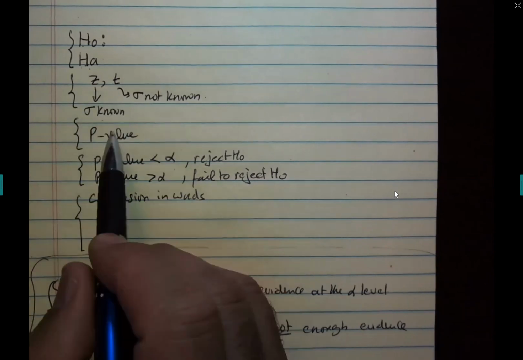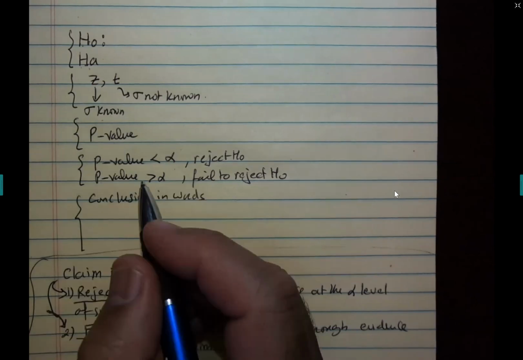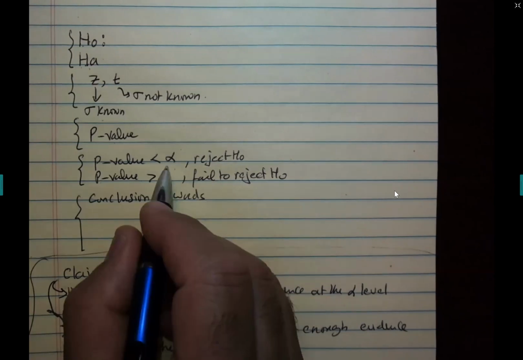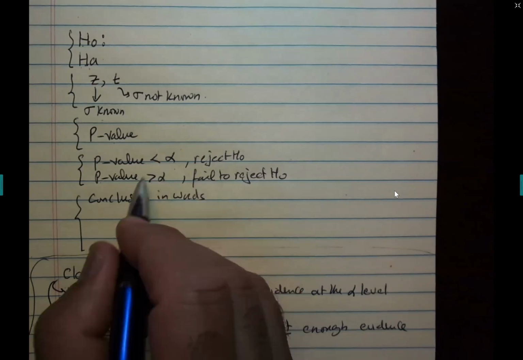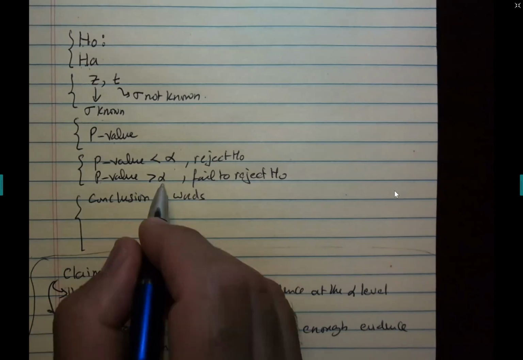Then you will find the p-value. The p-value is a probability between 0 and 1. You compare it with the level of significance, alpha. If the p-value is less than alpha, you reject H0. And if the p-value is more than alpha, you fail to reject H0.